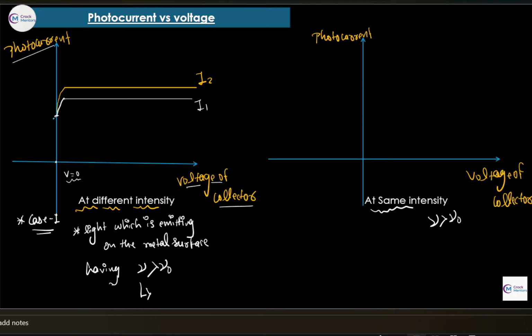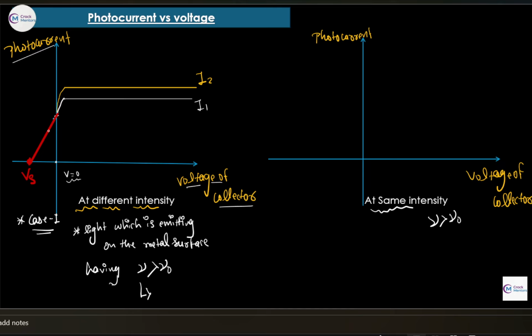Sir, what is going to happen when the voltage is going to be negative? It is going to possess a graph like this. Okay, just give me some time. It is going to possess the graph like this, and this is the point of stopping potential.